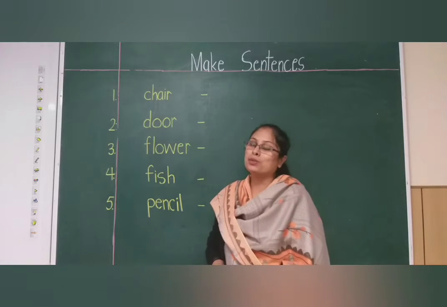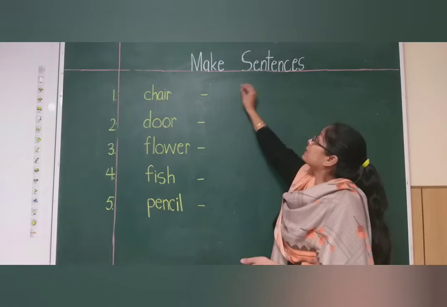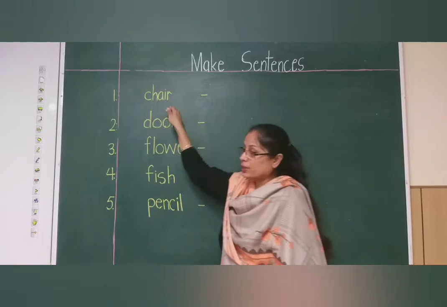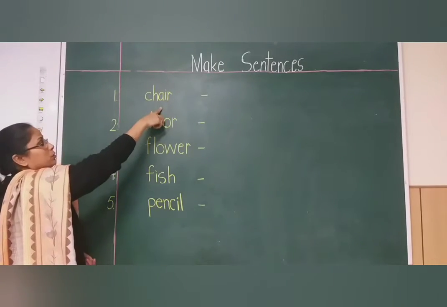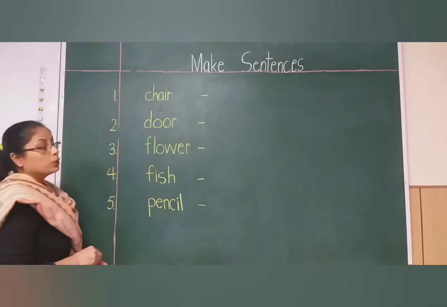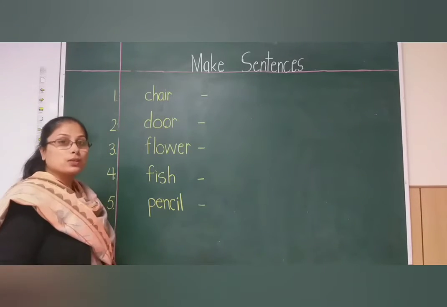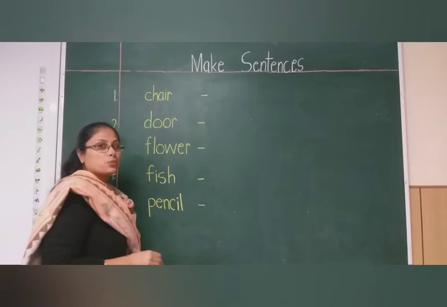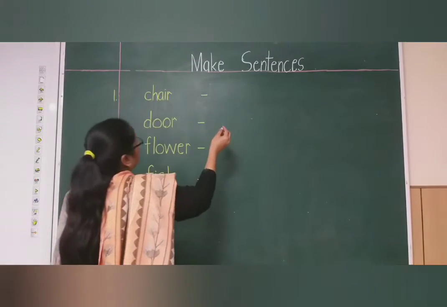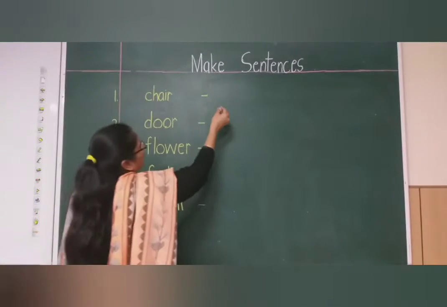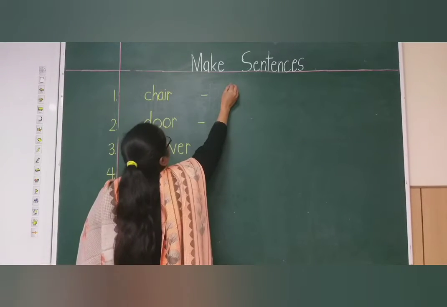So today we are going to revise the words and make sentences. Which word has been given here? This is the word chair. You can make any sentence. This is a chair. That is a chair. Chair is brown in color. But we have to write a sentence with the help of chair. It should be meaningful. So we are going to write the sentence.